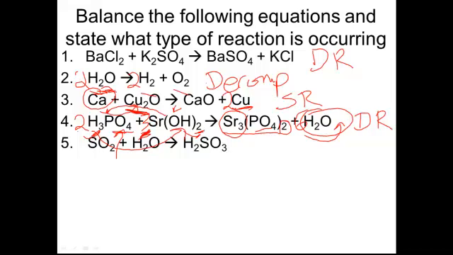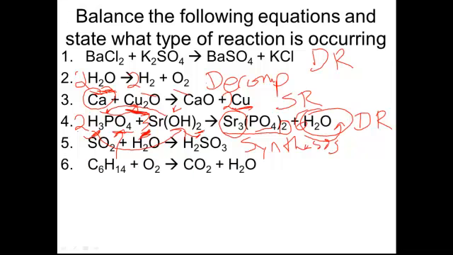Okay, number 5, SO2 plus H2O makes H2SO3. It's already balanced, and 2 things are coming together to form 1. So that is a synthesis reaction. And number 6, we've got a hydrocarbon reacting with oxygen, making carbon dioxide and water. That is a combustion reaction.